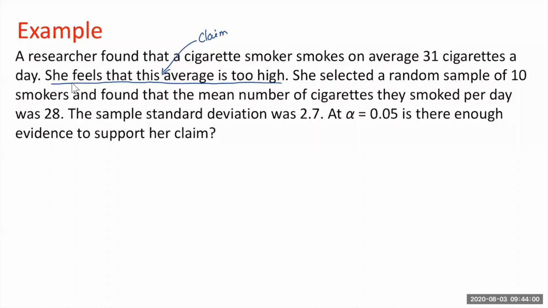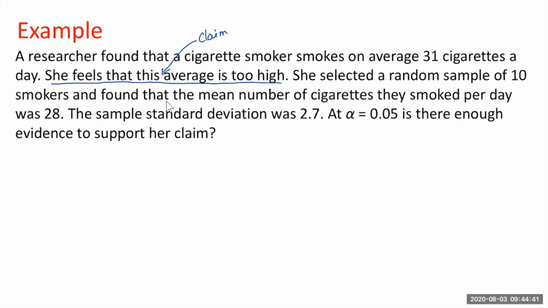And in order to test the claim, she selected a random sample of 10 smokers and found the mean number of cigarettes they smoke per day, and found that it was 28. When she took a sample of 10, the average was 28 with a sample standard deviation of 2.7. Now we have to test at alpha equal to 0.05 to see whether this claim is true or not. At alpha equal to 0.05, is there enough evidence to support her claim that the average is less than 31?